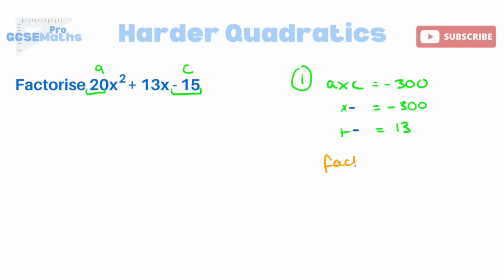So factors of 300, obviously, like I said, I'm not going to just write down 1 and 300 and so on. I'm looking for things that are a bit close together. The other thing to consider is if there's a difference of an odd number, we can assume, obviously, that one's an even number, one's an odd number.